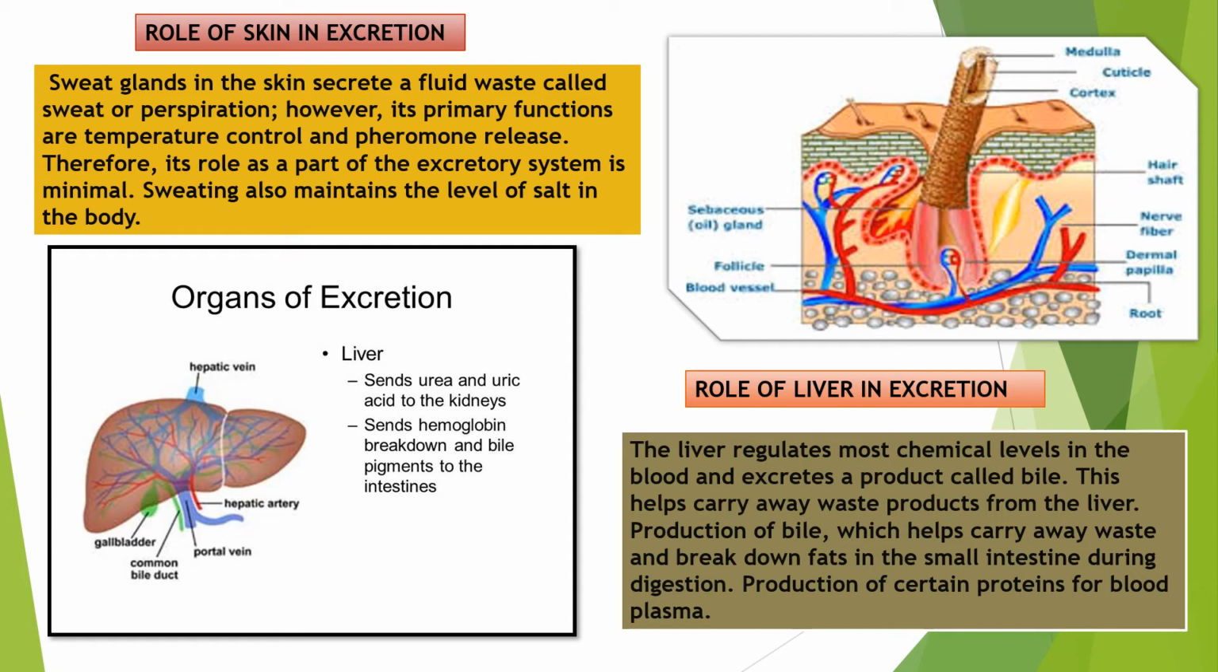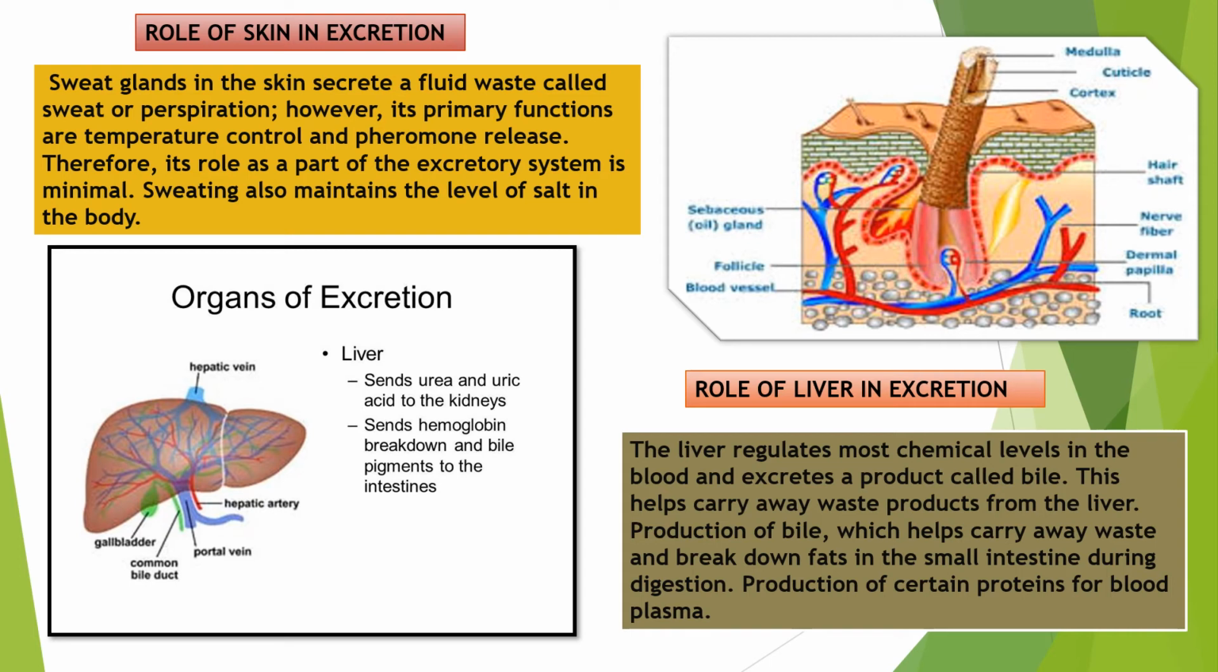Now the next one is the role of liver in excretion. The liver regulates most chemical levels in the blood and excretes a product called bile. This helps carry away waste products from the liver. Production of bile, which helps carry away waste and break down fats in the small intestine during digestion. Production of certain proteins for blood plasma. So this is the actual role of liver in excretion.